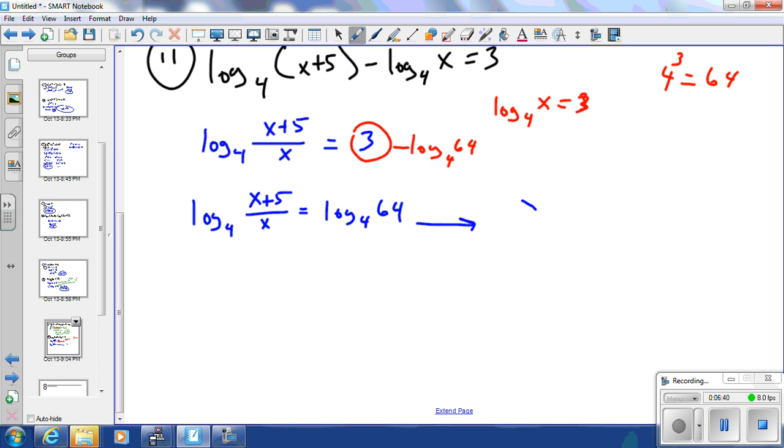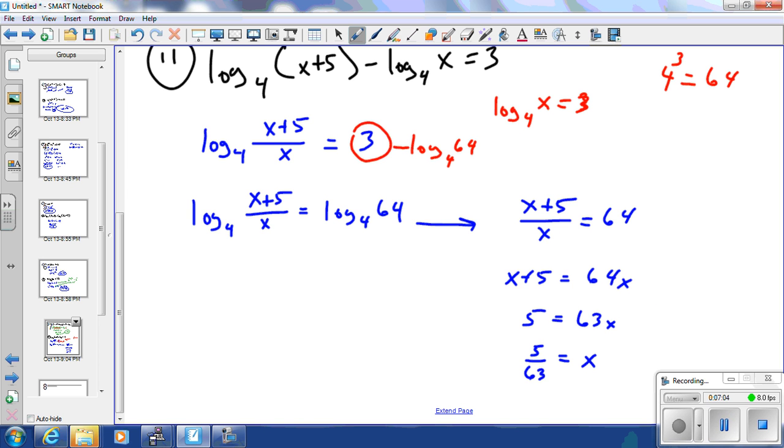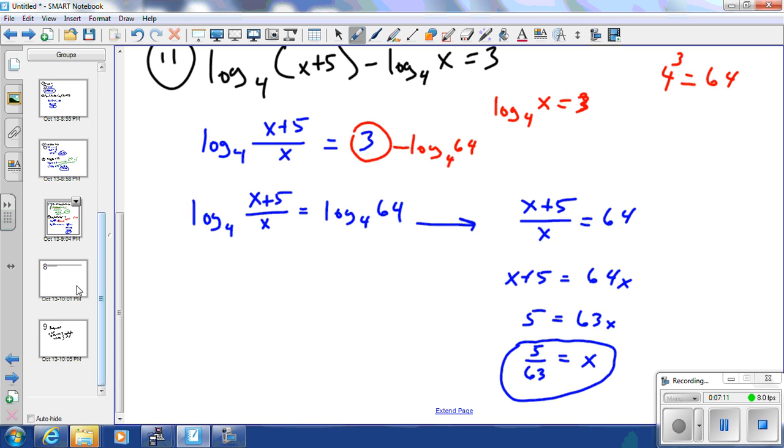So we'll go over here and do that. (x + 5)/x equals 64. So x + 5 is going to equal 64x. Subtract the x over, that's going to give me 63x. And so to get x by itself, I'm going to divide both sides by 63. So I can just leave it as 5/63. That's actually better than the decimal answer, so that's preferred. That's exact.